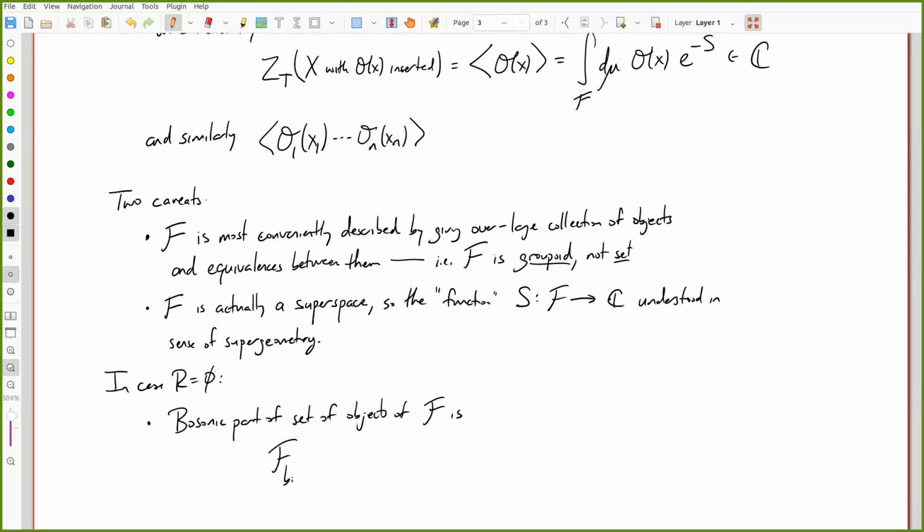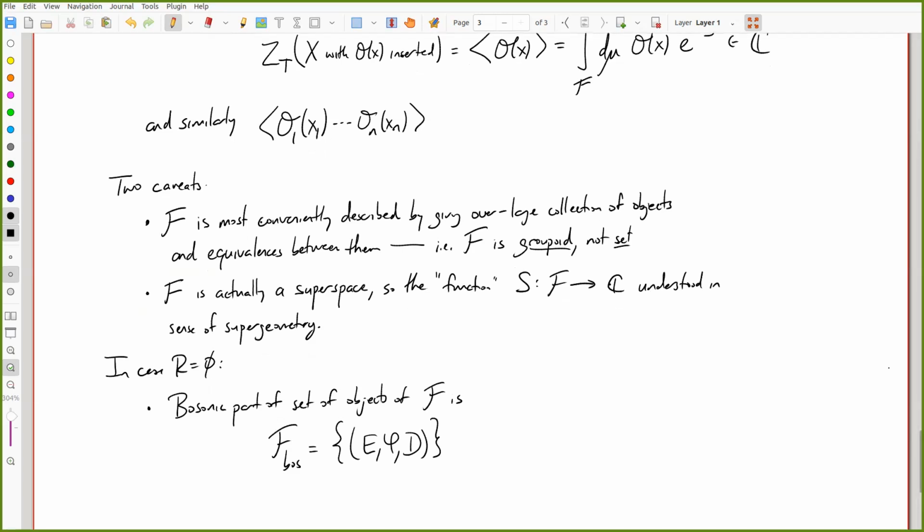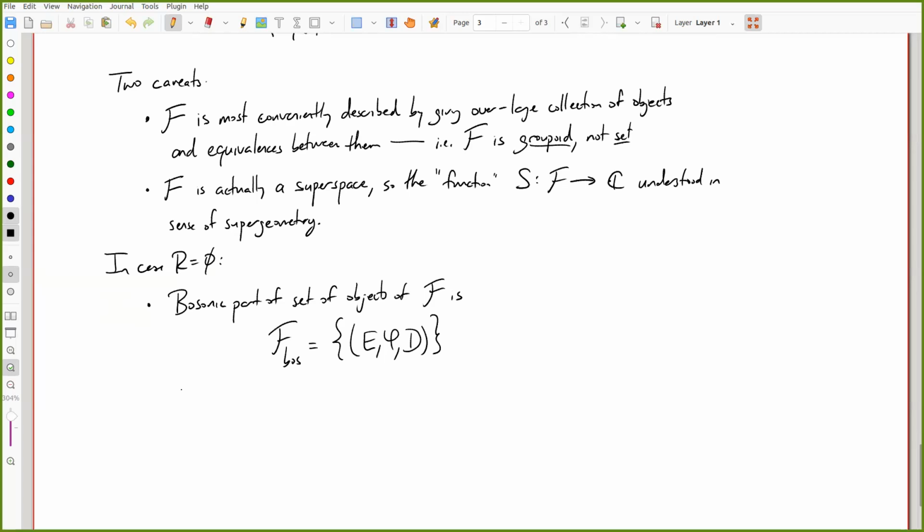So the bosonic part of the set of objects of F, what I'll call F bosonic, is just the set of all tuples E, phi, and D, where E is a principal G bundle over X with a connection nabla. So we're studying all bundles with connections over X. In ordinary Yang-Mills theory, that's all you would do. The fields would just be principal G bundles with connection, nothing else.